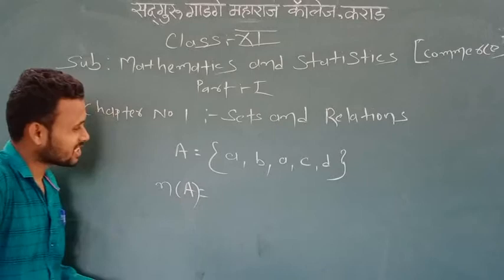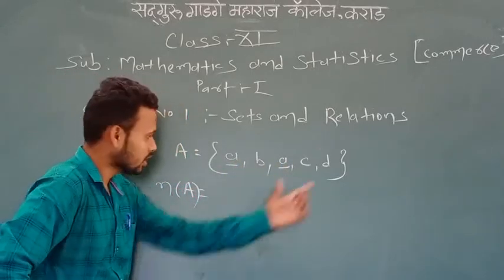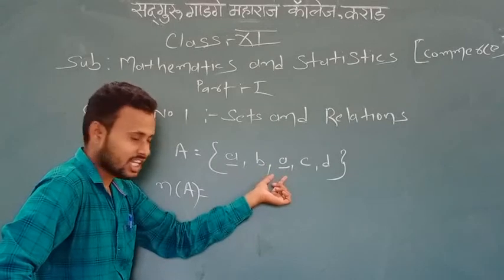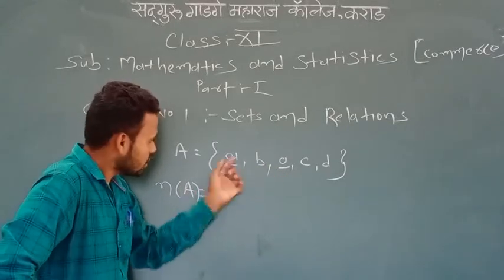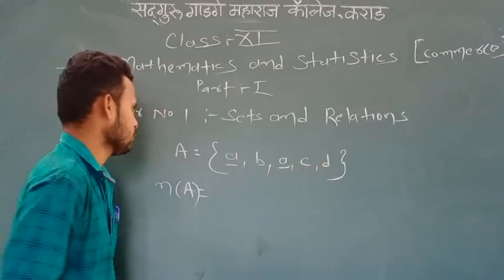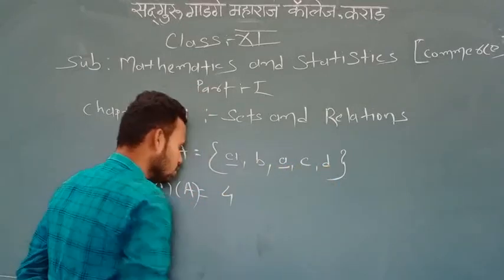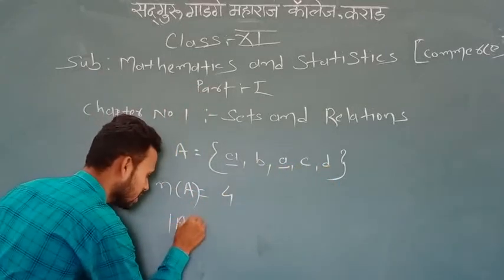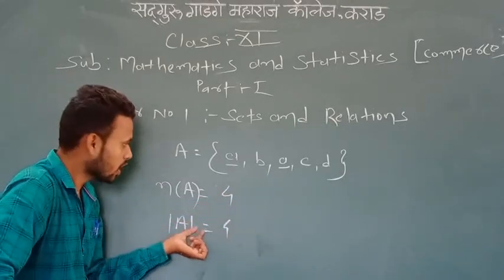Now the number of distinct elements: here a is repeated twice, so count it as 1. Means what happened? 1, 2, 3 and 4. Right? 1, 2, 3, 4. So n(A) is equal to 4, or the cardinality of set A is equal to 4.